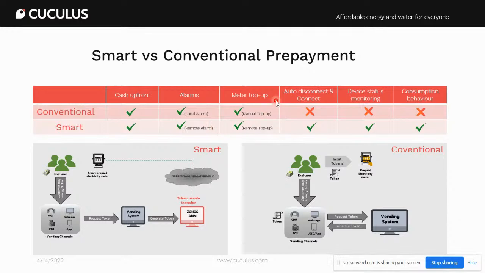Okay, meter top up for conventional is manual top up. For smart, it's remote top up. Auto disconnect and connect does not exist in the conventional. Device status monitoring does not exist in the conventional, and also the consumption behavior, as we explained, also does not exist in conventional. Okay.